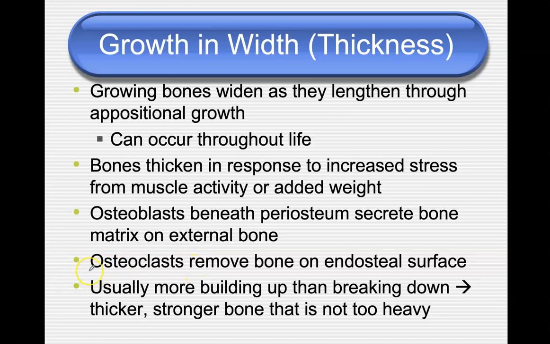And then when we talk about bone remodeling, osteoblasts are really going to be laying bone beneath the periosteum on that outside. And then osteoclasts will usually be removing bone on the endosteal surface. On that internal side, remember, the endosteum lines the medullary cavity. So your osteoclasts will usually remove bone from the endosteal surface, and osteoblasts will usually build bone from that periosteal surface.